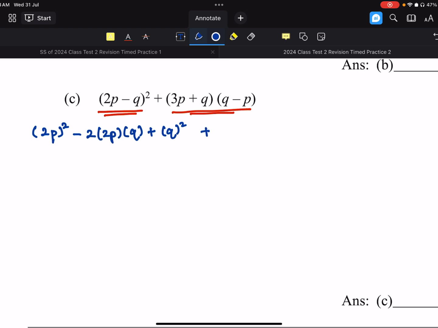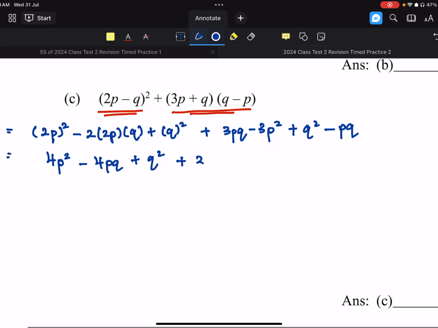For the second expansion, it's just a good old distributive law. So we will have 3pq minus 3p squared plus q squared minus pq. Then we simplify this: 4p squared minus 4pq plus q squared, right? And then over here is a plus 3pq minus 3p squared plus q squared minus pq.